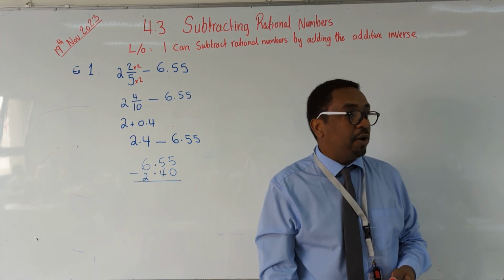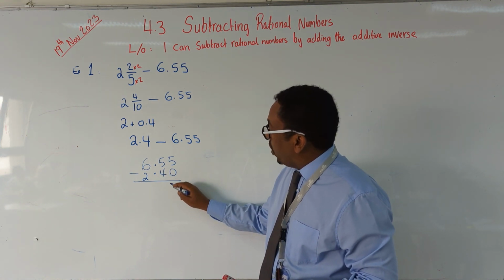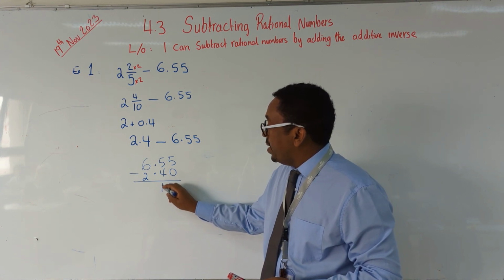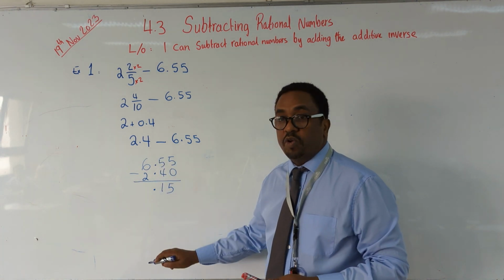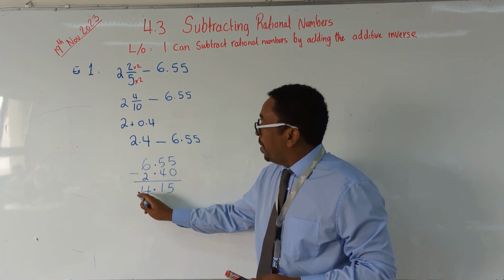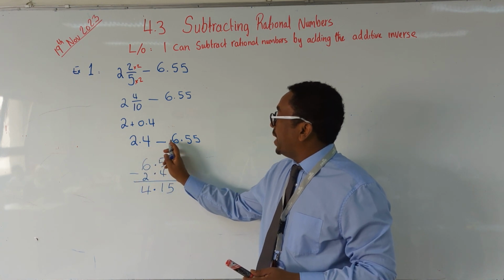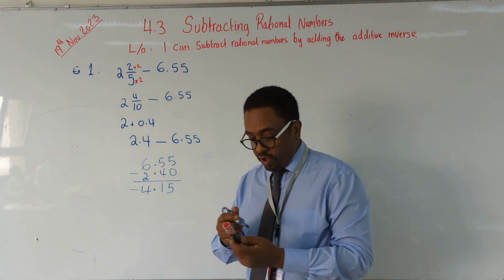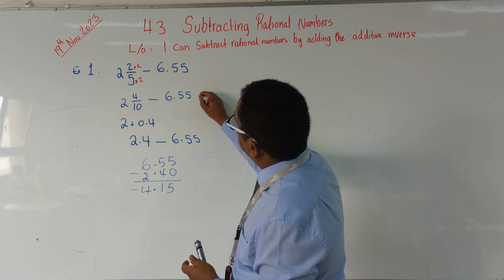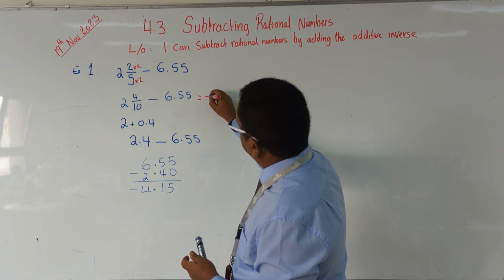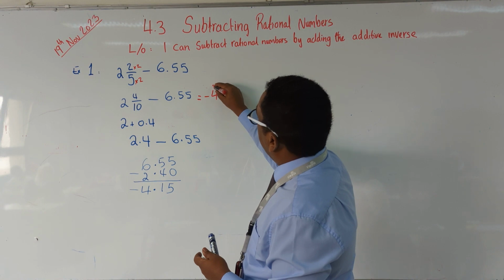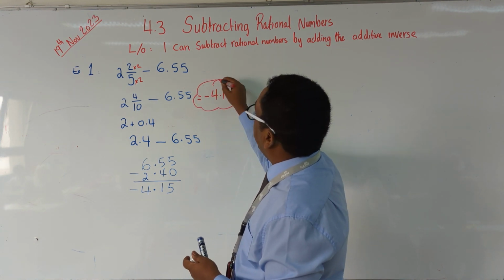So let's do the takeaway now. What is 5 take away 0? It's just 5. 5 take away 4 is 1. Bring the decimal down. 6 take away 2 is 4. But remember our answer, because the big number is a negative, our answer will be negative. So the answer here will be negative 4.15. There we go. This is our final answer.